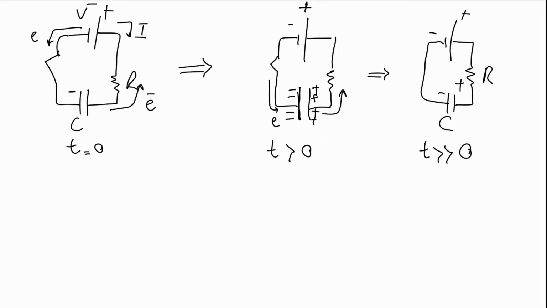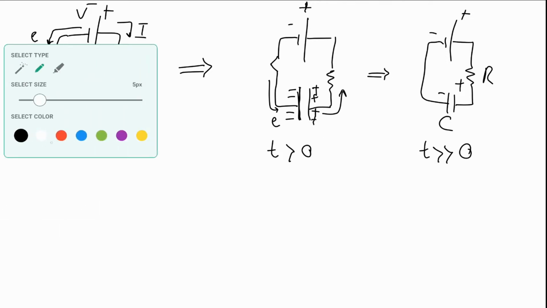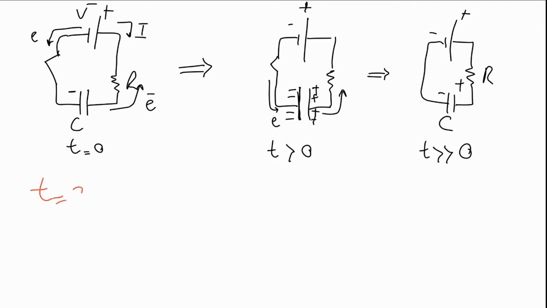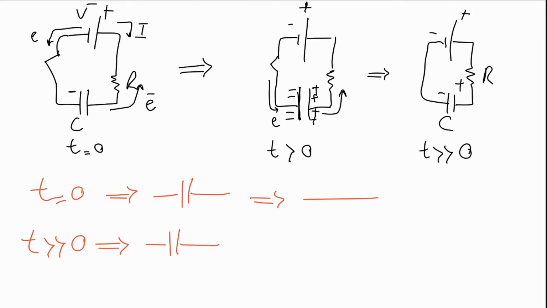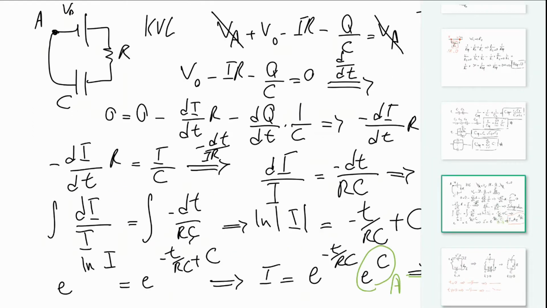What I would like to focus on here is that at first the capacitor would act as a wire. This one is important, so I would like to write it in red. At t equals 0, a capacitor would act like a wire, and at time which is much bigger than 0, a capacitor would act like an open switch. So this is so important.